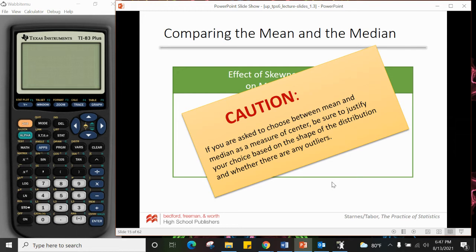Just a caution that I added in here. If you are asked to choose between mean and median as a measure of center, be sure to justify your choice based on the shape of the distribution. So if you know it's skewed, you should use median, not mean, because you know that mean is going to get pulled towards those extreme values. All right.